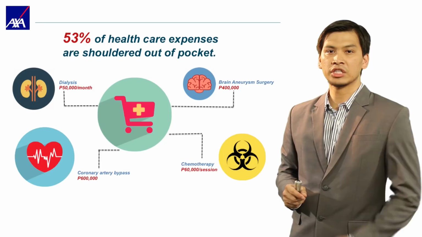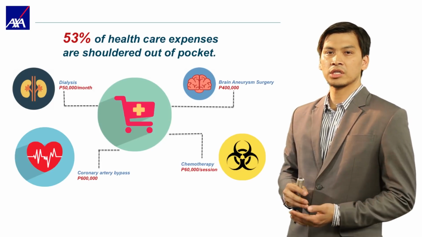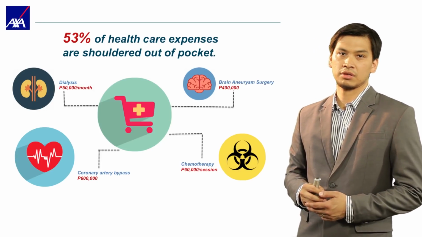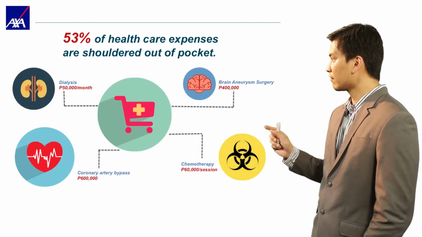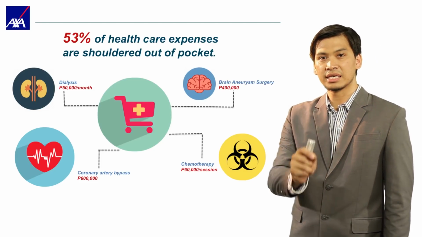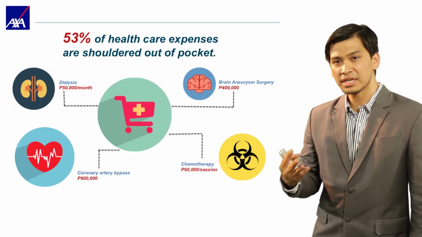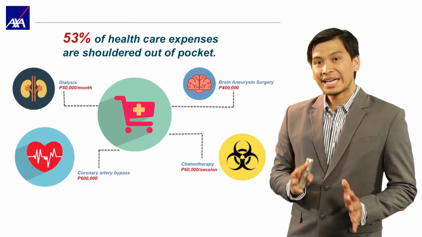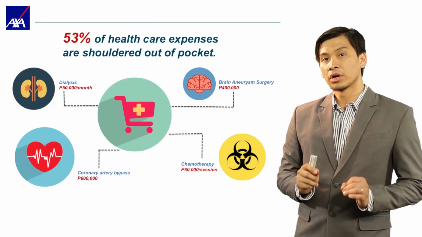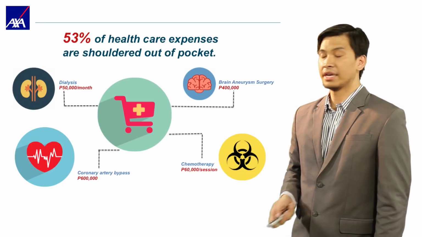Even if you have your own HMO, even if the government could subsidize part of the expenses, it falls down to the statistic that at least half will be shouldered out of pocket. And this is either taken from their own savings or, worse, they borrow from others. Now, that leads me to a very important principle on financial planning.